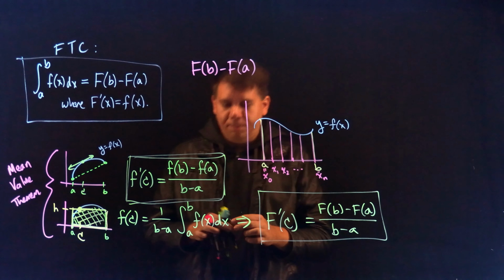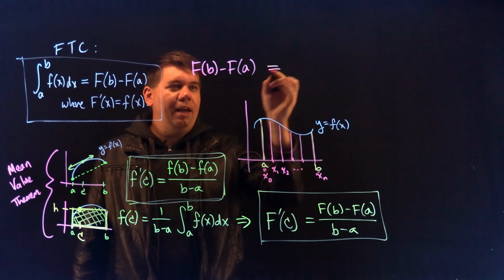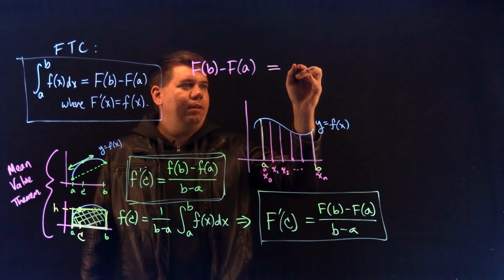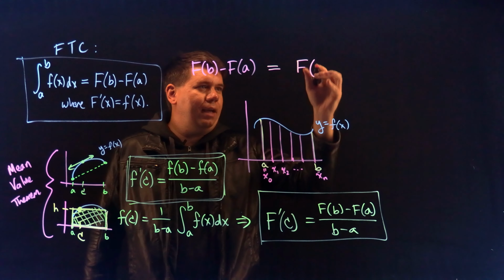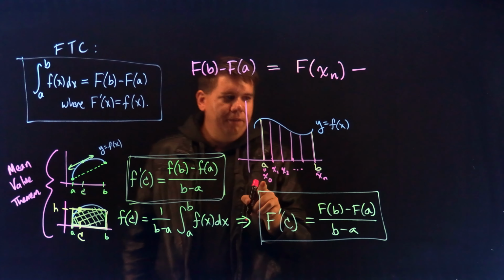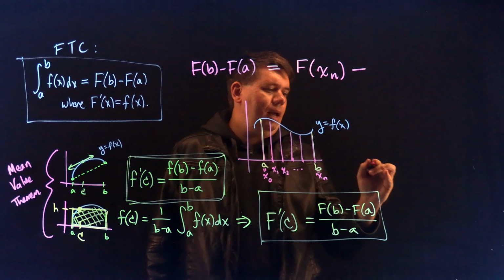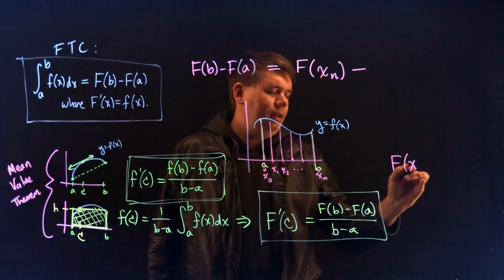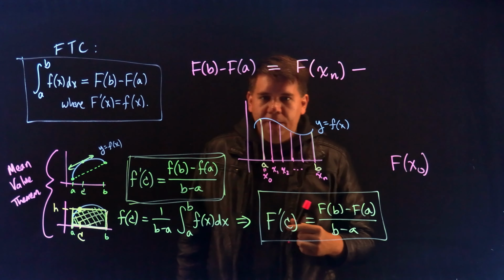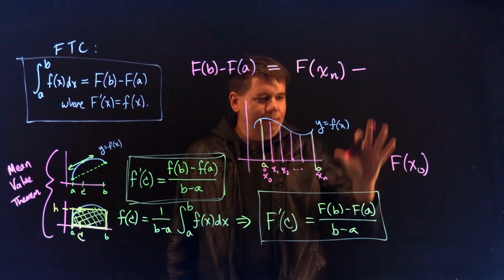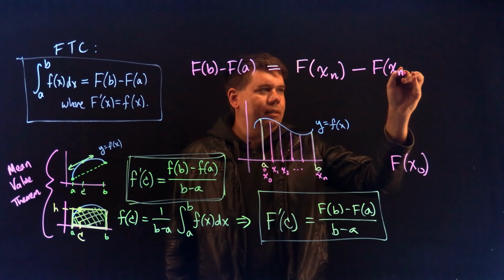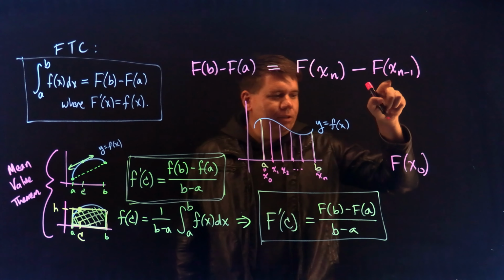Here's the next step of the argument. Big F of b minus big F of a, using the language of x's, I can just think of as big F of xn minus big F of x0. But you may have noticed I left some room in between, because what I'm going to do now is I'm going to fill in some extra stuff into this equation. Here I'm going to put an extra line, big F of xn minus 1. I can't just add an extra minus here.